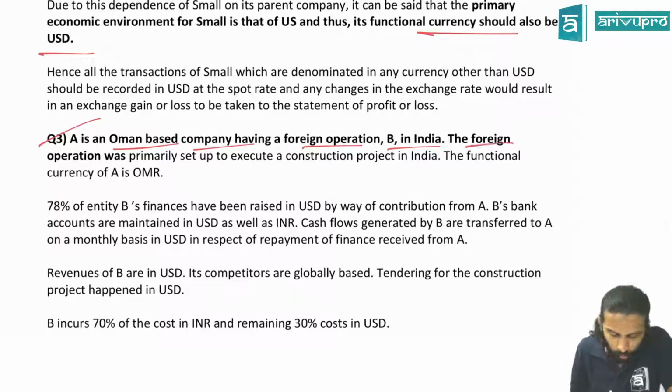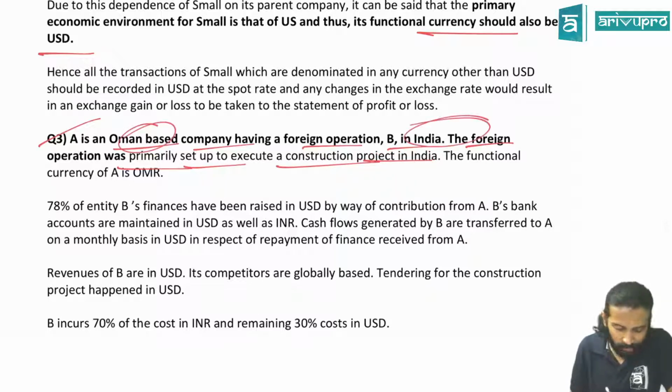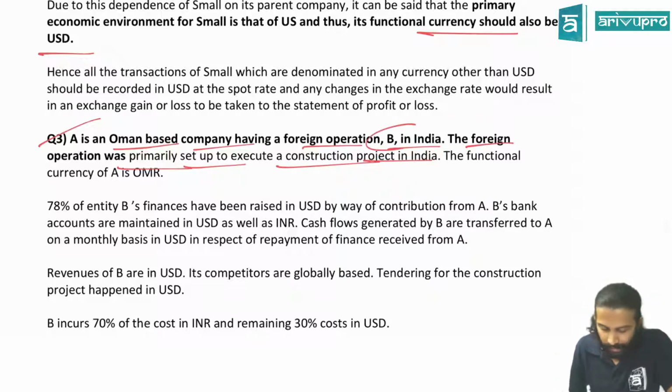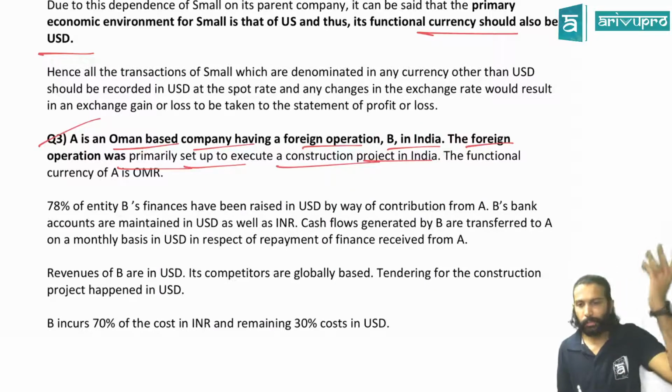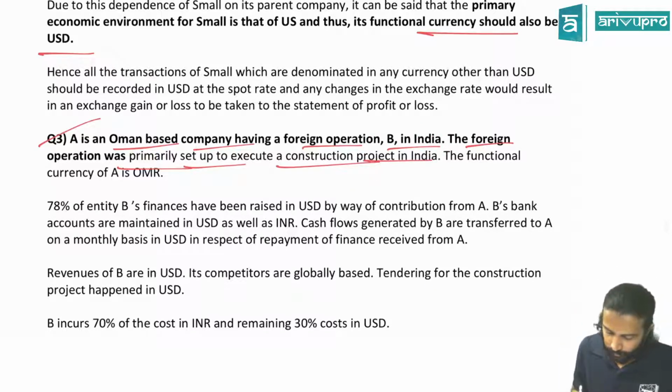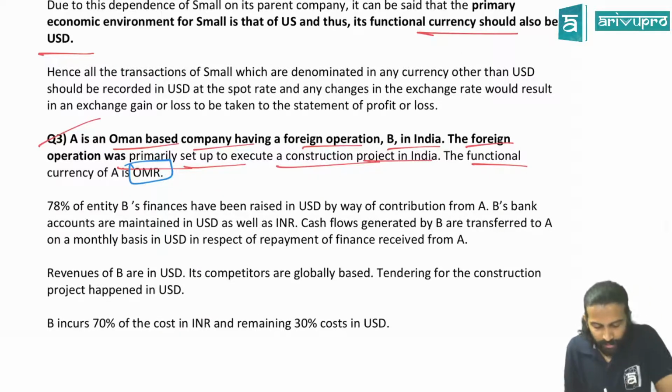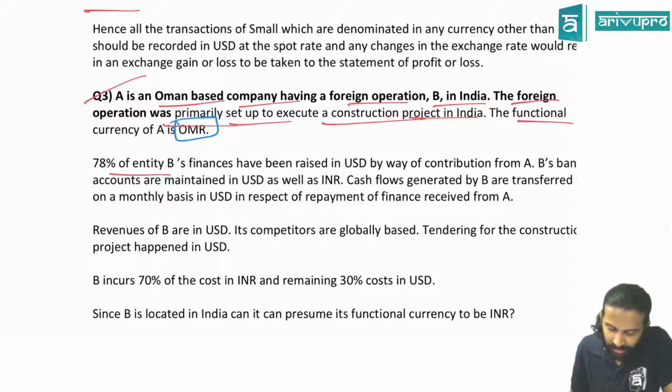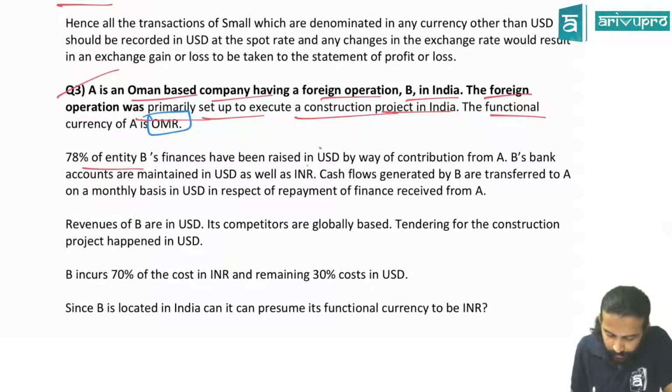The foreign operation was primarily set up to execute a construction project in India. So this Oman company has formed this B company in India so that B can do one construction project. The functional currency of A is OMR. Box that. 78% of entity B's finance has been raised in US dollar by way of contribution from A. Underline the word US dollar, sir.